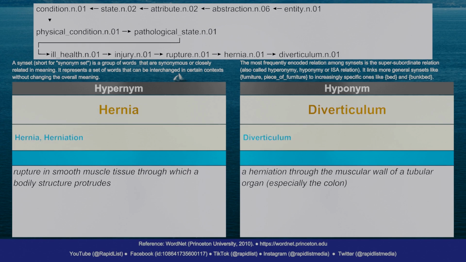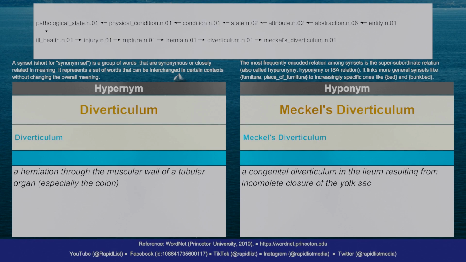Diverticulum. A herniation through the muscular wall of a tubular organ, especially the colon. Meckel's diverticulum. A congenital diverticulum in the ileum resulting from incomplete closure of the yolk sac.